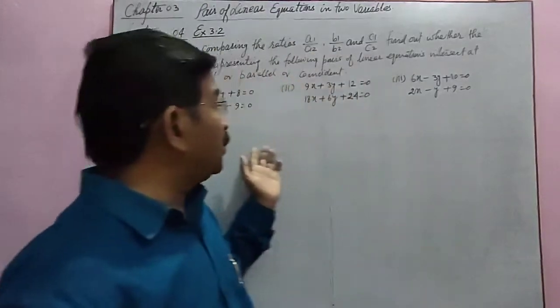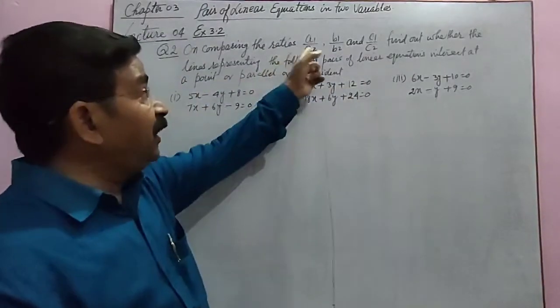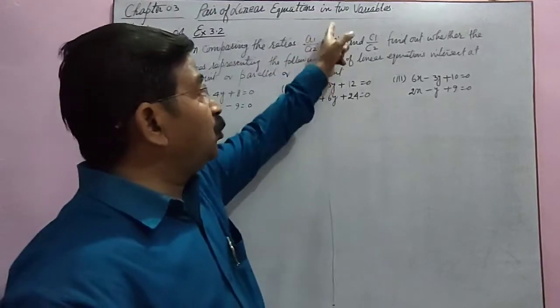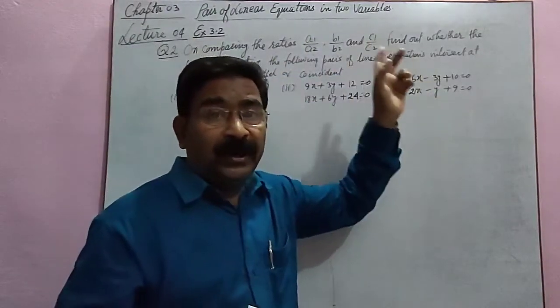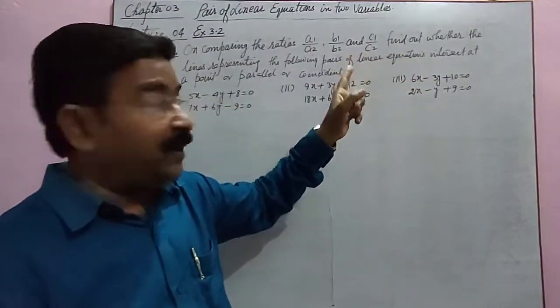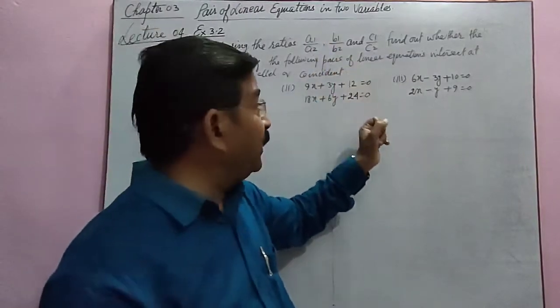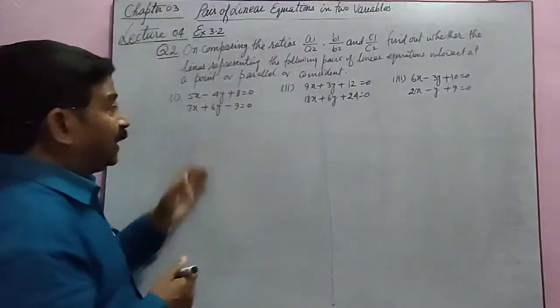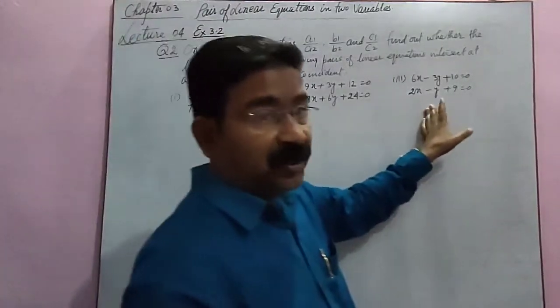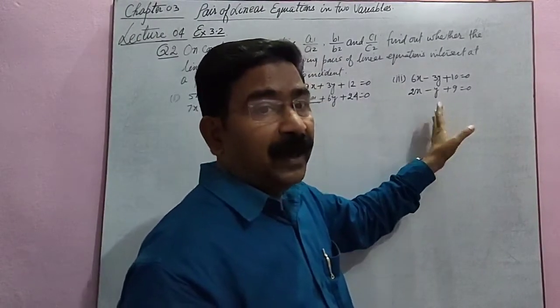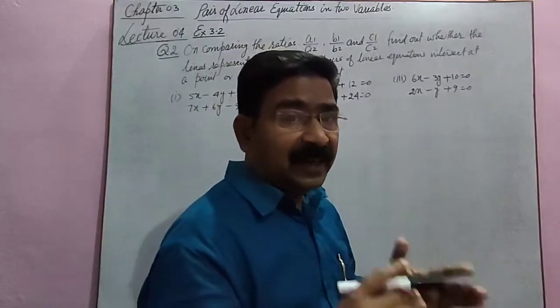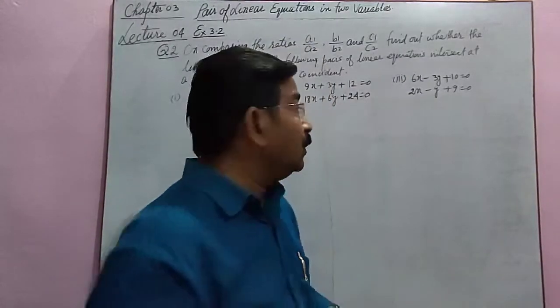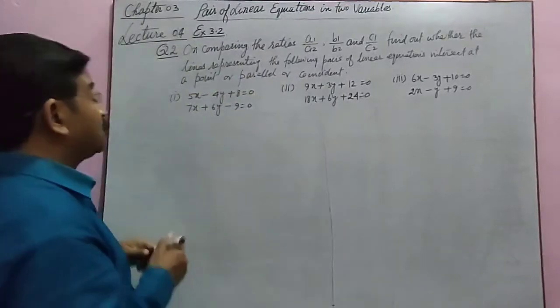So let's see question number 2. We have to compare a1 upon a2, b1 upon b2, c1 upon c2. You know that a1, a2 are the coefficients of x, b1, b2 are the coefficients of y, and c1, c2 are the constants. For the first part I am doing it, other parts you will do yourself. You just have to compare and write whether the lines are intersecting or parallel or overlapping.